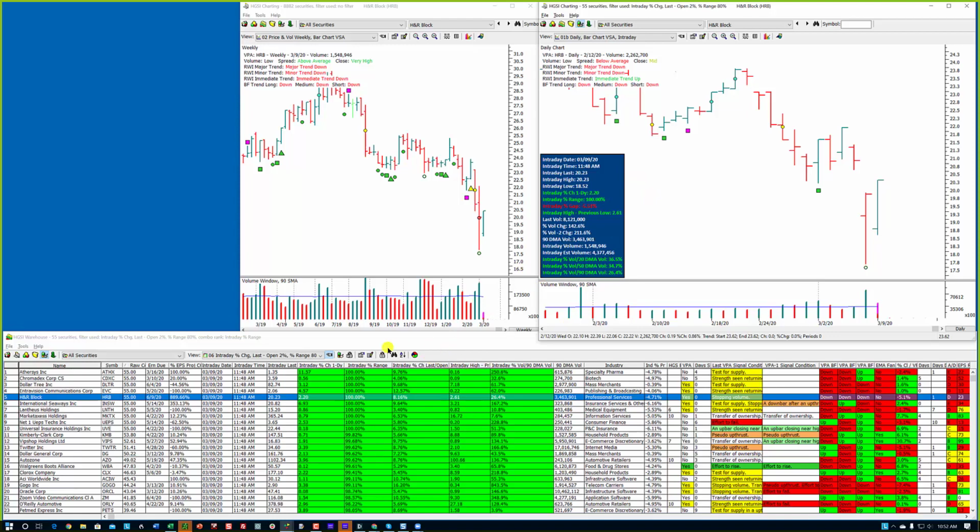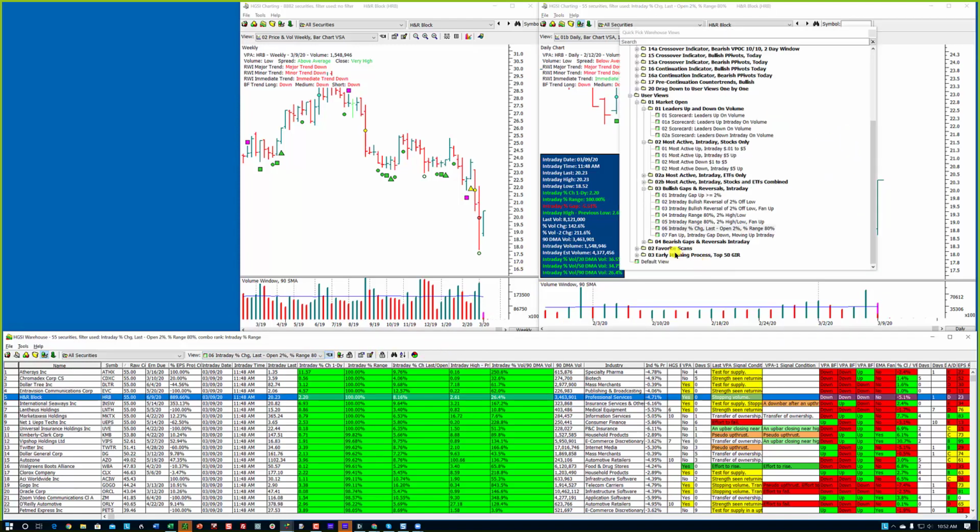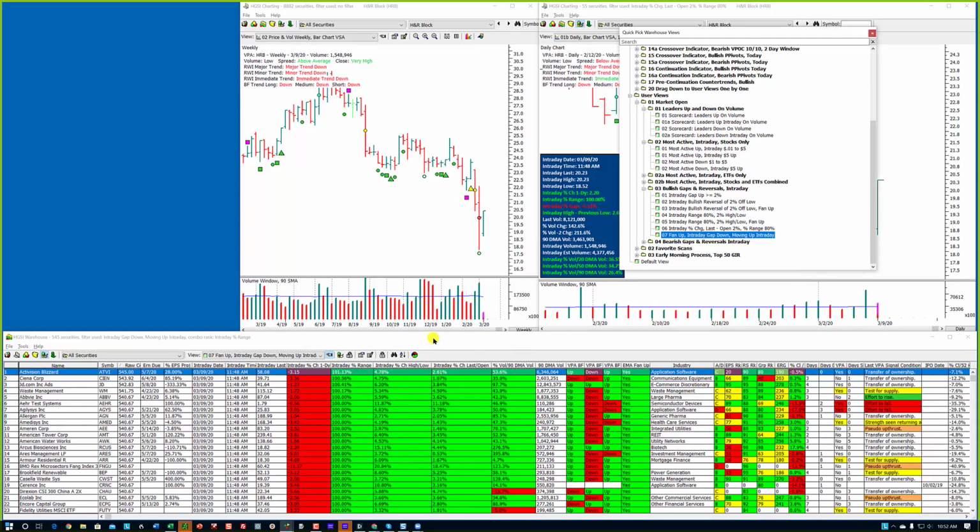Okay, so let's look at the next one. This is a fan up, which means these are strong stocks as a rule. I'm going to mute Pete's mic because I was getting some feedback and it came right back. Okay. Anyway, let's look at this filter.